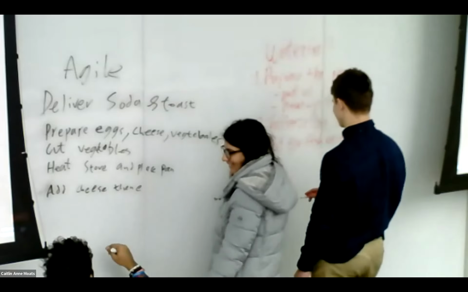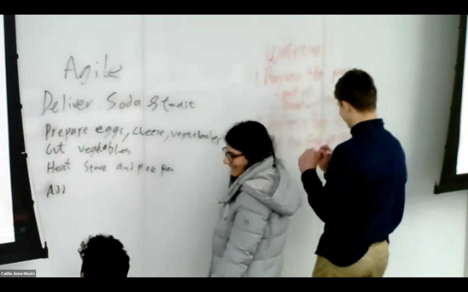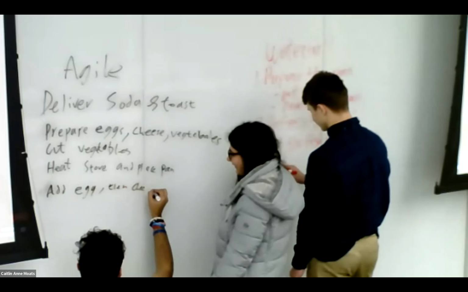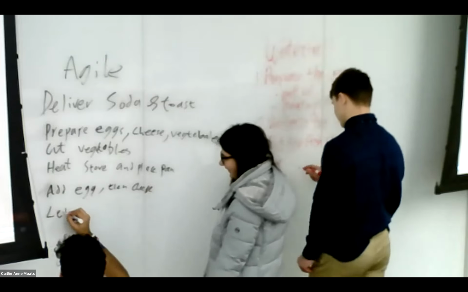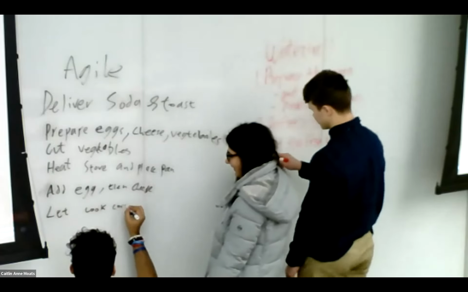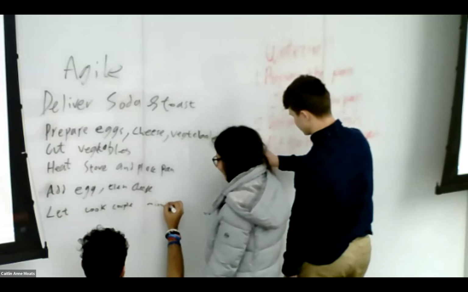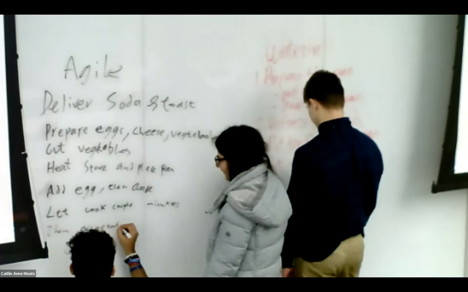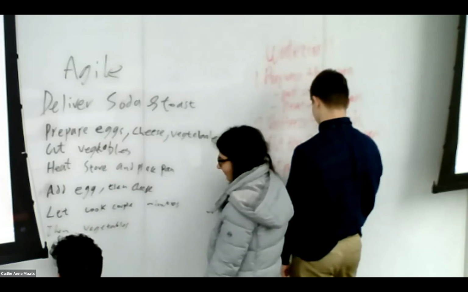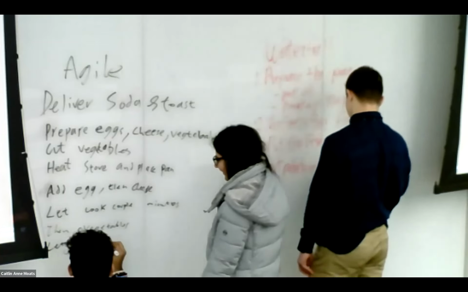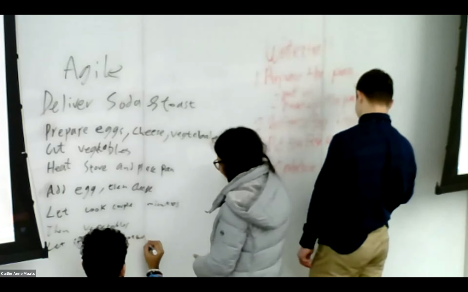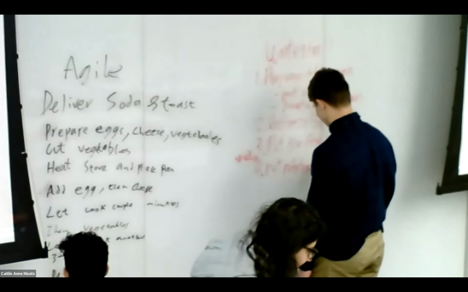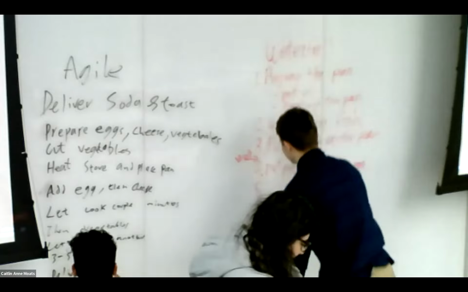Can you guys speak up a bit and narrate what you're doing? I'm adding the egg and cheese. Okay. And then let it cook for a couple of minutes. And then we add vegetables, 3 minutes. And then you just let it cook another 3 to 5 minutes. Deliver eggs, deliver.